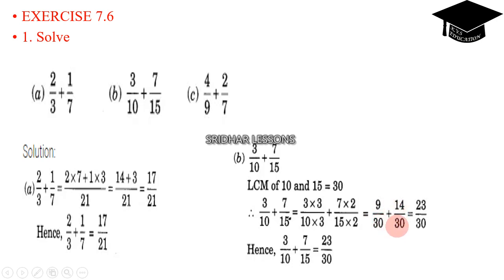When the denominator is equal, we can directly add the numerators. 9 plus 14 is 23 by 30. Therefore, 3 by 10 plus 7 by 15 is equal to 23 by 30.